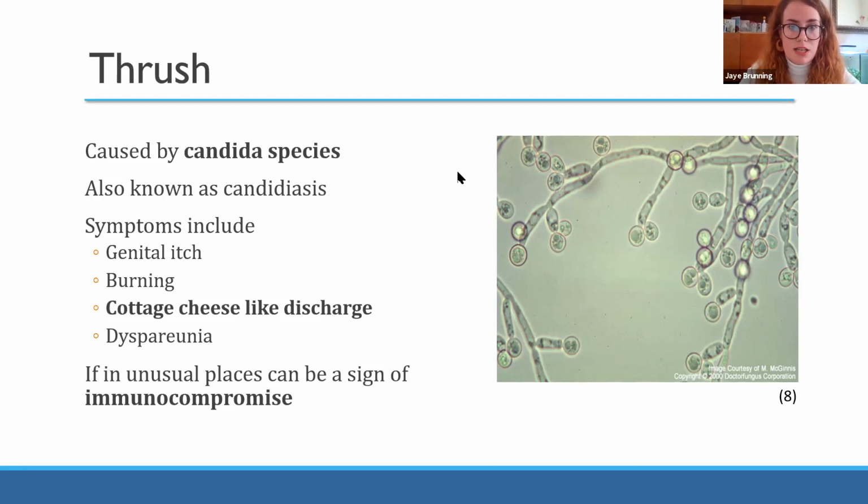Okay, and then someone's replied saying it's 1 to 2 drops of potassium hydroxide causing a specific cell for the whiff test. I'm not sure about that.